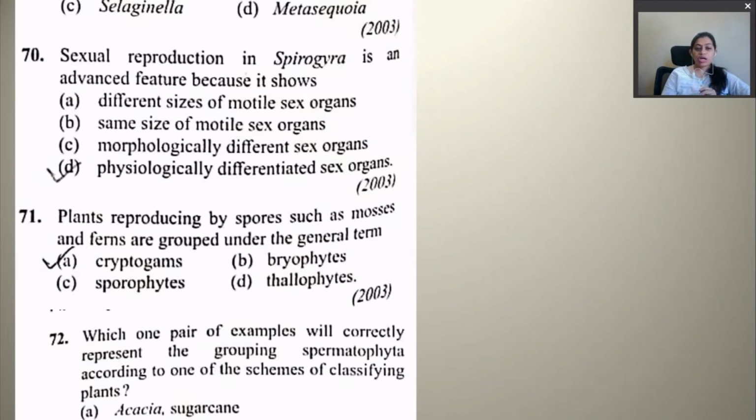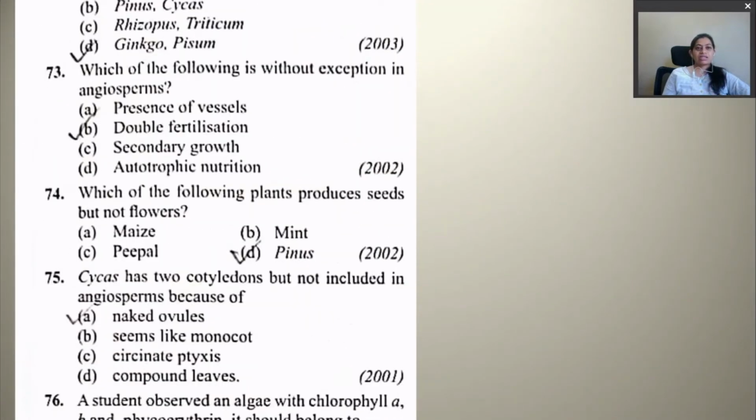Next is, which pair of examples correctly represents the grouping Spermatophyta according to one of the schemes of classifying plants. So here another scheme of classification is there, a group called spermatophytes, right? The options are Acacia and sugarcane, Pinus and Cycas, Rhizopus and Triticum, and next is Ginkgo and Pisum. So number 4, that is Ginkgo and Pisum, is grouped under the particular group called spermatophytes, right?